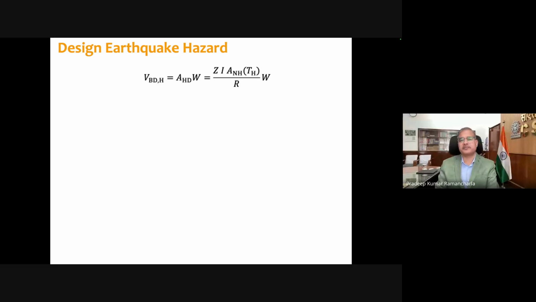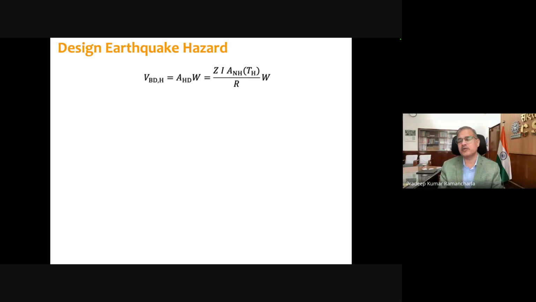Okay. So this is the design base shear, the horizontal design base shear formula. As you know, it is the acceleration coefficient multiplied by the seismic weight. If you notice the change in the formula, earlier it used to be Z by 2, I by R, Sa by g multiplied by W, the seismic weight. Now the formula has been changed. And also the Z factor, that is the zone factor.